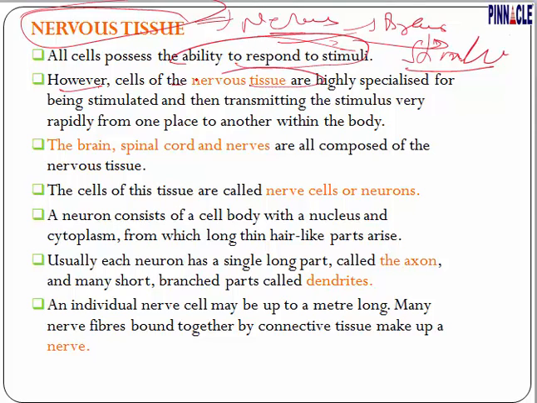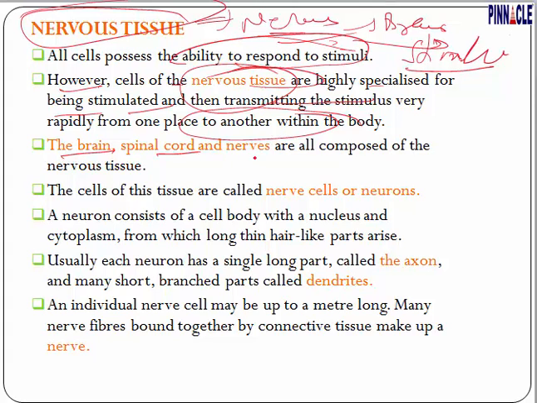However, cells of the nervous tissue are highly specialized for being stimulated and then transmitting the stimulus very rapidly from one place to another. Nerve cells are highly specialized for responding towards any particular stimuli. For example, if our hand touches any hot thing, then immediately we will get a response from our brain. This is because of the nervous tissue, nerve cells.